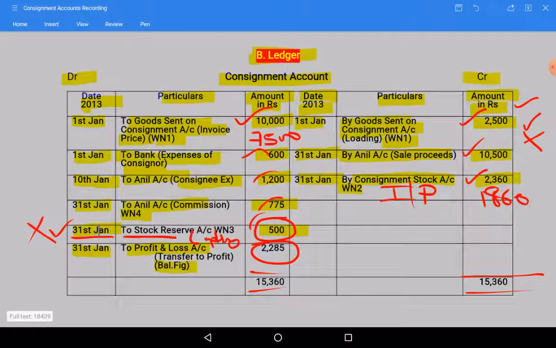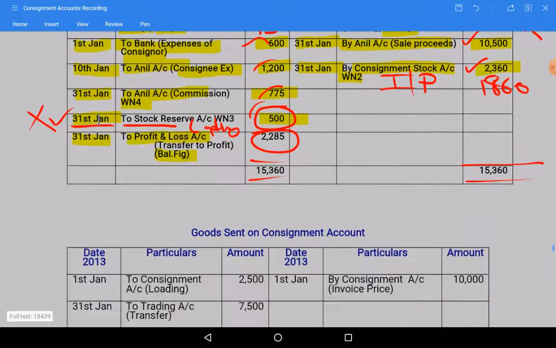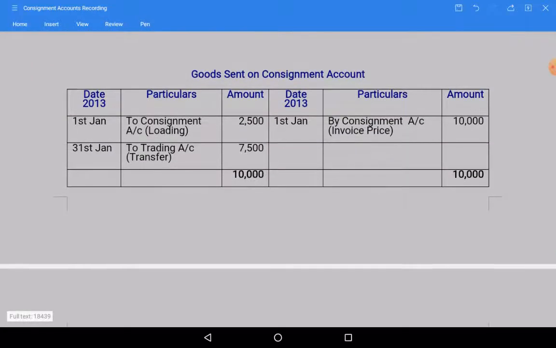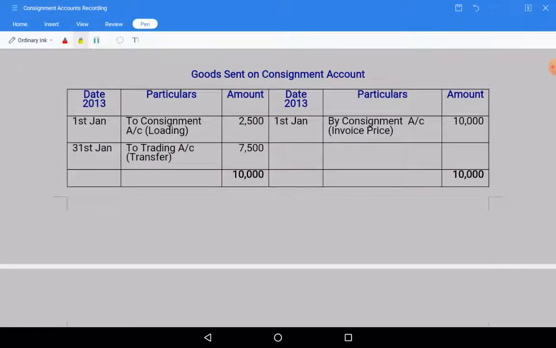Next ledger account we will see is goods sent on consignment. We are doing this under the invoice price method. So goods sent on consignment account: date, particulars, amount, date, particulars, amount. On 1st January we have in the consignment account, to goods sent on consignment. So in the goods sent on consignment account, by consignment account at invoice price. At what price? At invoice price we will take.